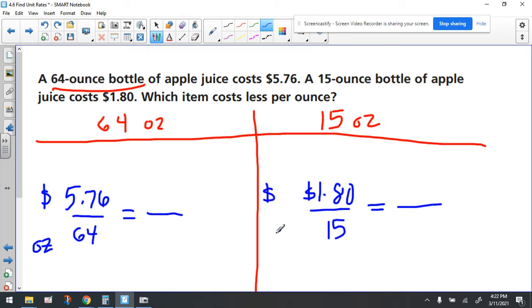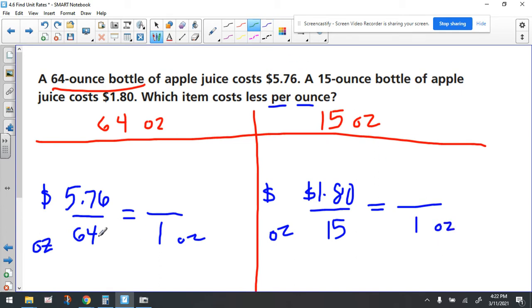So our labels here are dollars and ounces. Now, in both cases, we want to know how much it is for 1 ounce, per ounce, right? Per ounce means 1 ounce. So we need to find that for both. All right, so what's the math behind it?